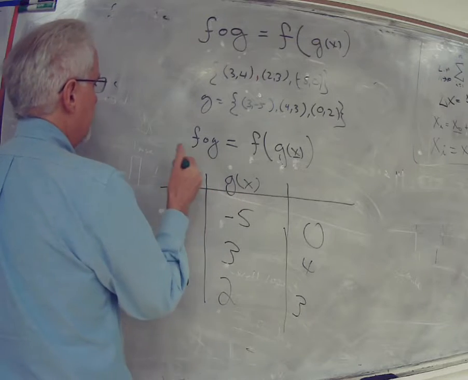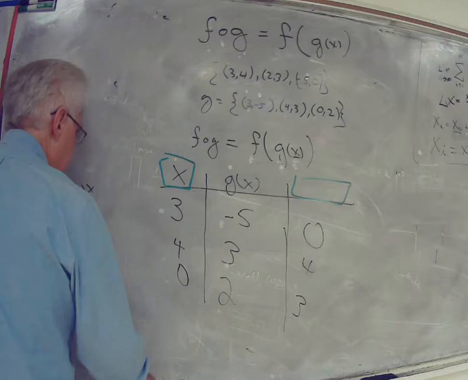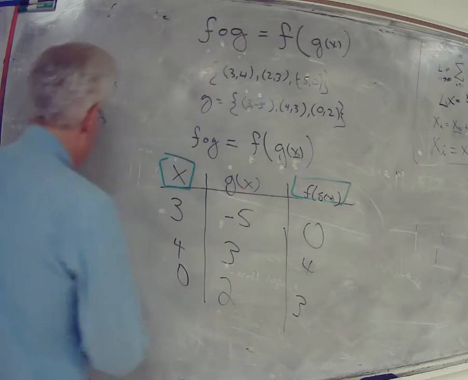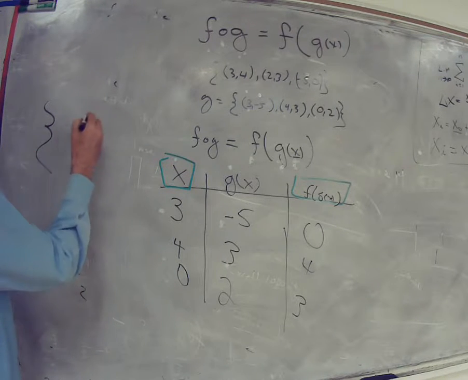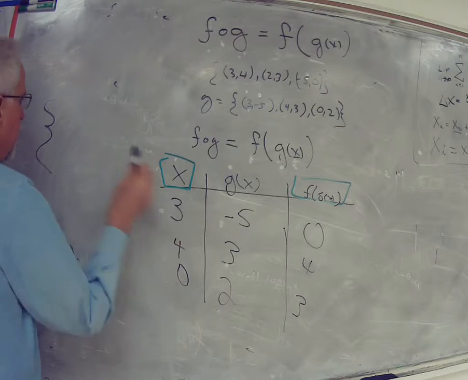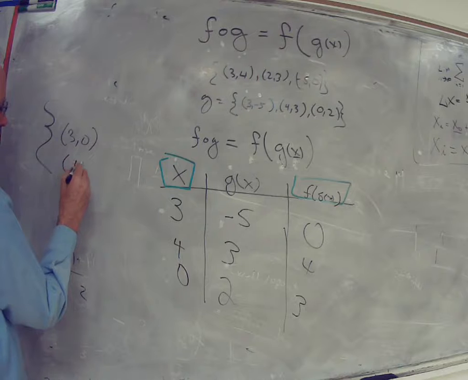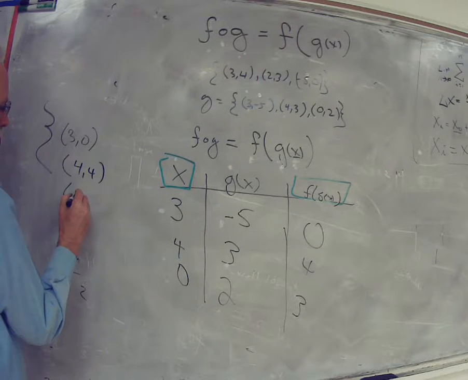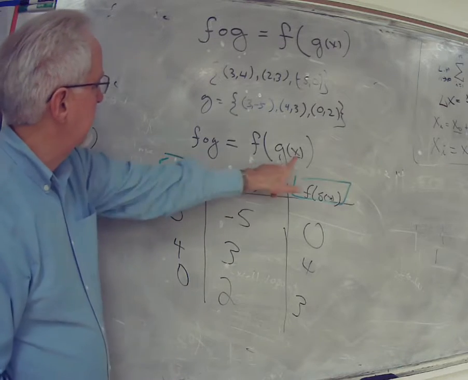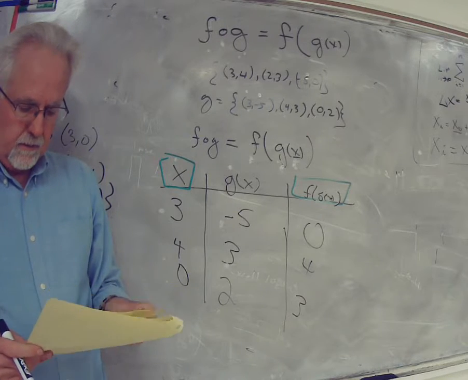F of G of x, you take this and this. I should have written over here, this is F of G of x. And so my solution would be the point, what? (3, 0). And then the point what? (4, 4). And then the point what? (0, 3). Okay? You take the x, and then you take the F of G of x. Does that make sense? Yes, sir.